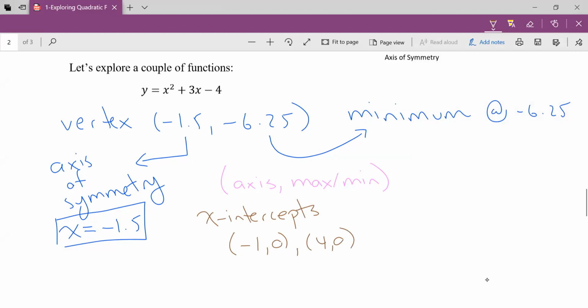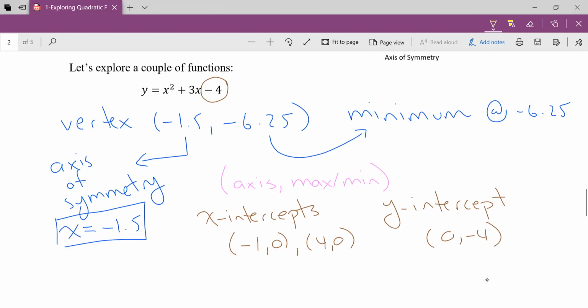Now notice how I wrote those as a coordinate pair. You need to write it like that. Okay, it needs the 0. And the y-intercept was at negative 4. Now, the x-intercepts, we're going to graph it for today. But the y-intercept, I want you to recognize right there. That's the constant term.